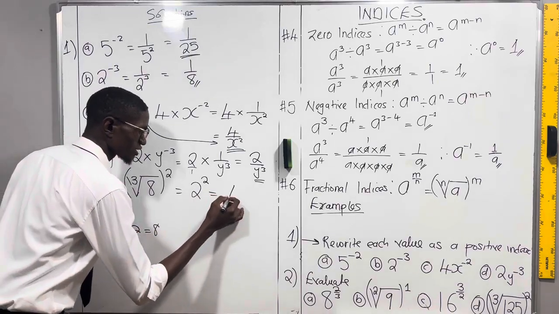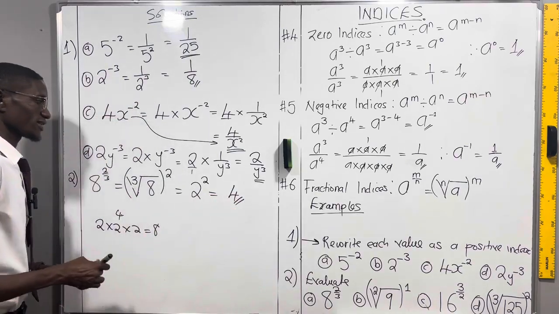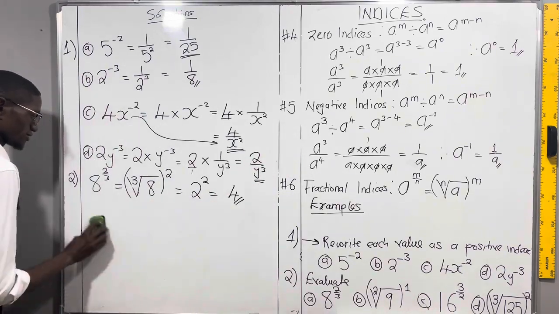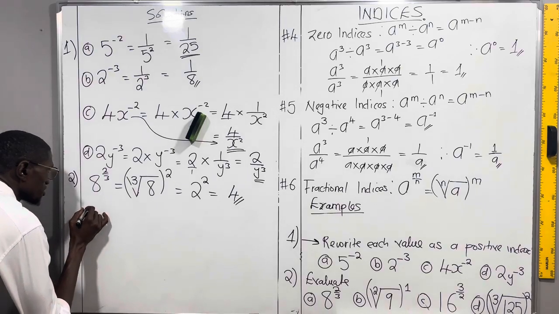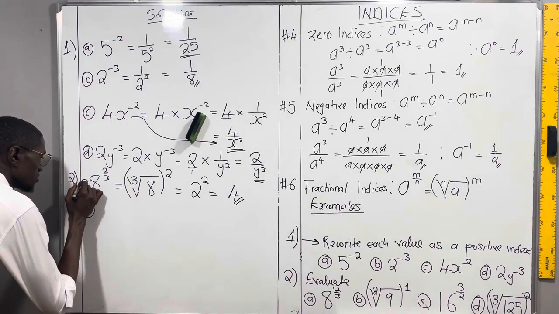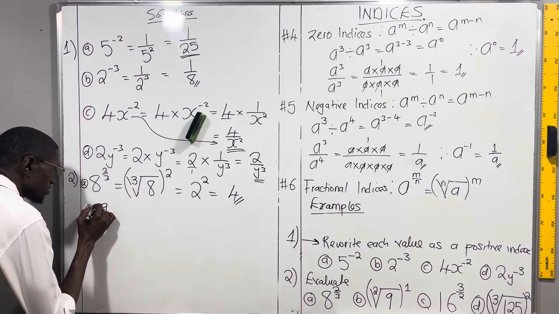And then 2 squared will give us what? 4 as our final answer. And you're done. Okay? We go to the next one, which is B. So this is A. And B, we have 9.